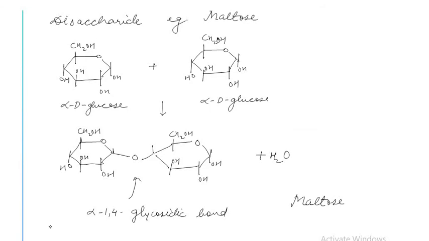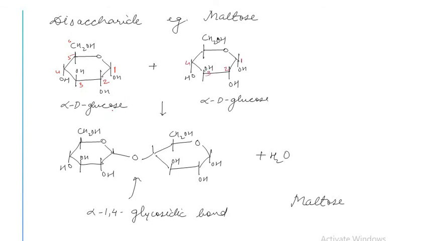Structure of maltose. Maltose is a disaccharide that on hydrolysis gives two monosaccharide units. It is made up of two glucose monosaccharide units. This is glucose, alpha D glucose. This position is 1, and it is a 1, 2, 3, 4, 5, 6 carbon compound. Similarly here, this is the fourth position OH group, 1, 2, 3, 4.